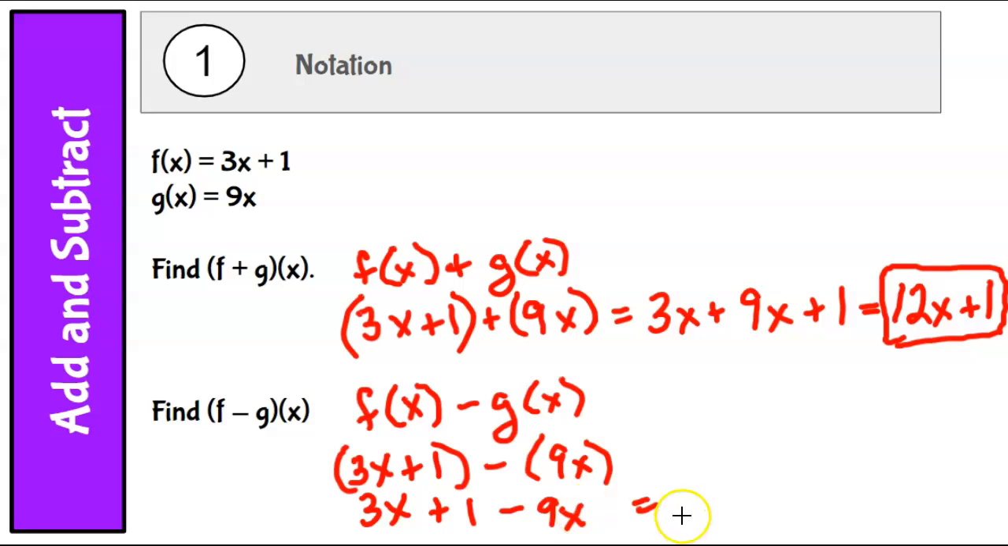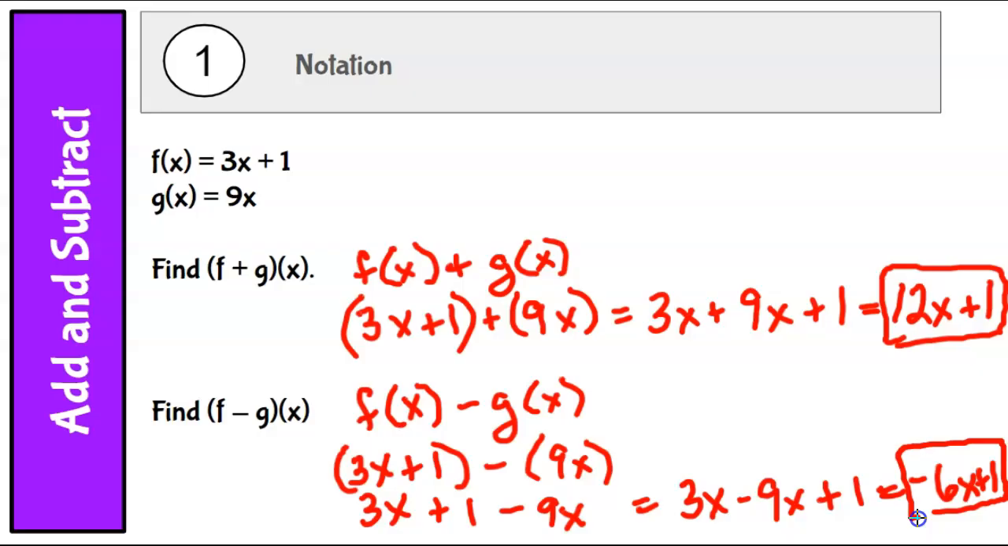And then 3x minus 9x. Remember that minus goes with the 9x, and the plus goes with the 1. And 3x minus 9x is negative 6x plus 1. I'm going to squeeze it in there so it doesn't go off the screen.